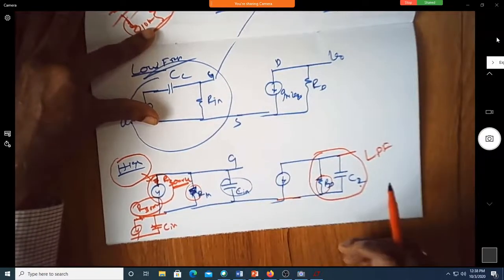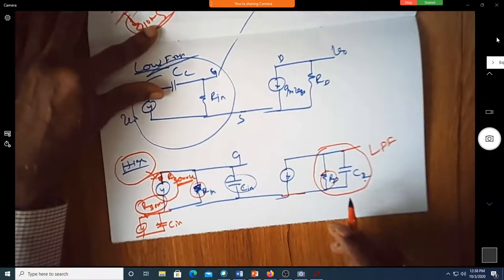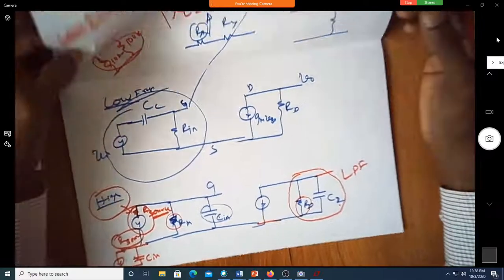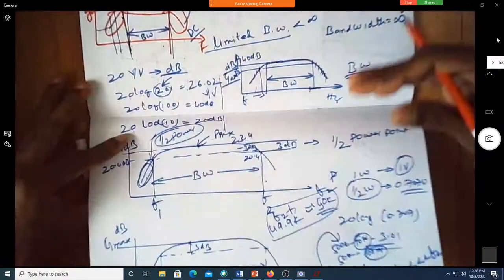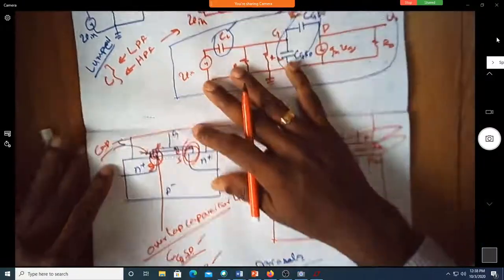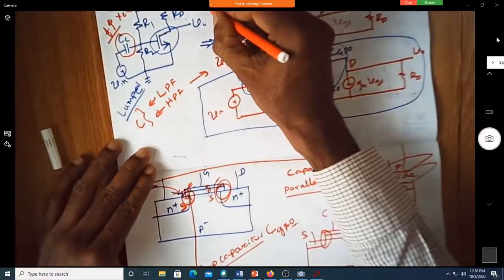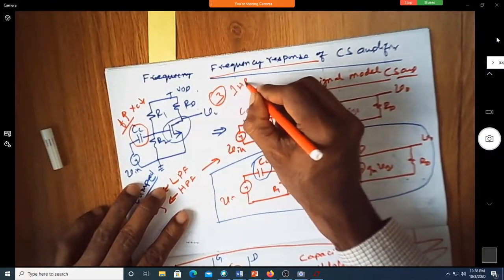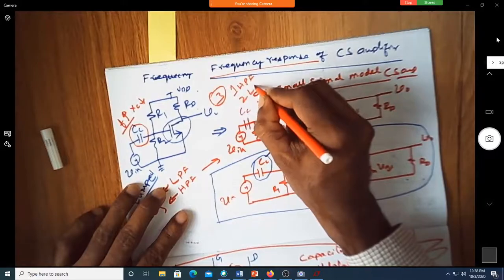Of course, when we actually do the experiment or the simulation, you'll get to know it. Now, what we have now is this amplifier. Which amplifier? The amplifier we started with. This amplifier has got three filters: one high pass filter and two low pass filters.